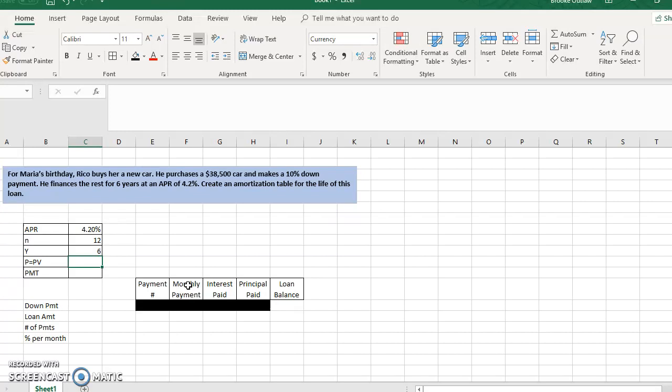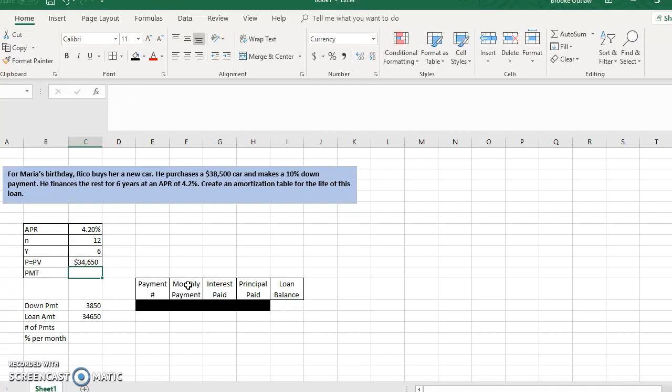Well, the car's worth $38,500, but that's not how much of a loan Rico's taking out, because he's putting 10% down. So down here, let's figure out what 10% of the 38,500 is. Okay. So that is $3,850. That means that he is paying $3,850, so he's only financing the rest of it. So his loan amount is actually going to be the original $38,500 minus his down payment. So he's only really taking a loan out for $34,650. That's what will go for P.